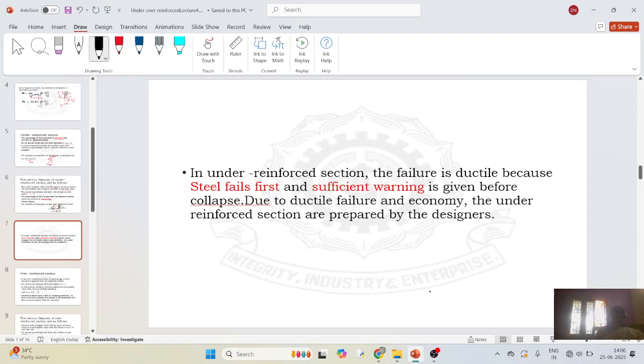In the under reinforced section, the failure is ductile because the steel fails first and sufficient warning is given before the collapse. So during an earthquake, the occupants can easily escape from the buildings. So due to the ductile failure and the economy, the under reinforced section is preferred by the designers.